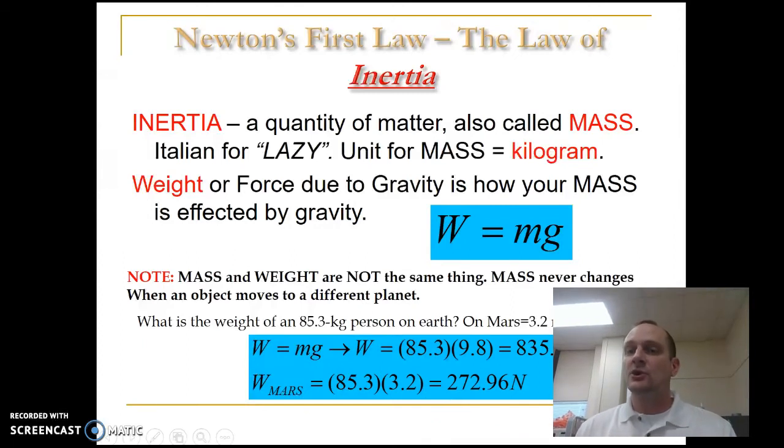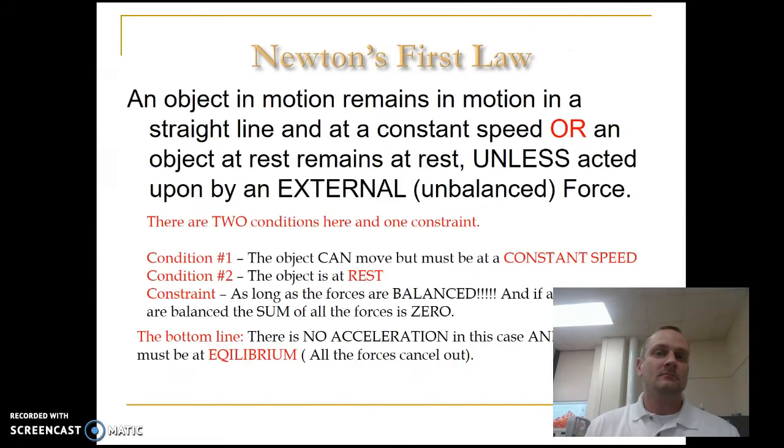Mass is a measurement of the inertia of an object, or its resistance to change, and weight is a measure of the gravitational force on the object. Now let's look at Newton's first law. So this is the law of inertia.